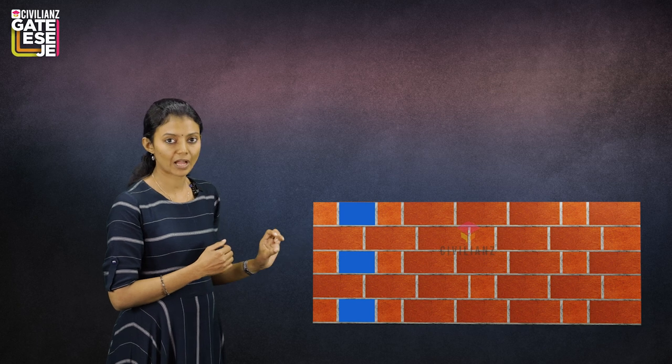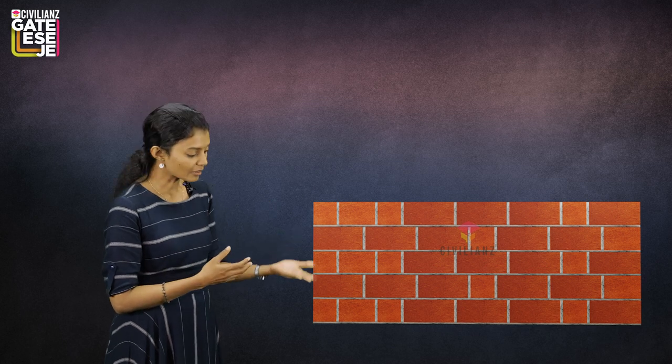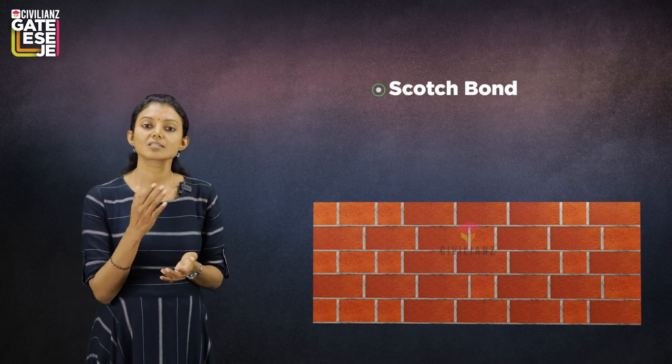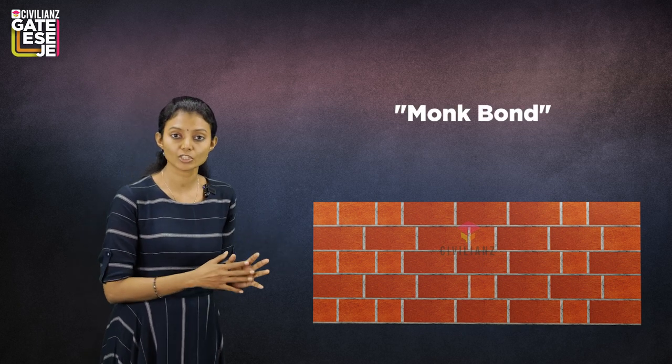So in this garden wall Flemish bond, we are placing a header. Next to that, we have a 3x4 bat, and next to that, we have a header, which is followed by 3 or 5 stretchers. In this bond, the vertical joints are avoided by using the 3x4 bats. Garden wall Flemish bond is also known as Scotch bond or Sussex bond. Now, in the garden wall Flemish bond, if we are using a 1:2 ratio instead of 1:3 or 1:5, then it is known as a monk bond. So 1:2 ratio means we are using 1 header to 2 stretchers. If a 1:2 ratio is used for placing headers and stretchers, it is known as a monk bond.